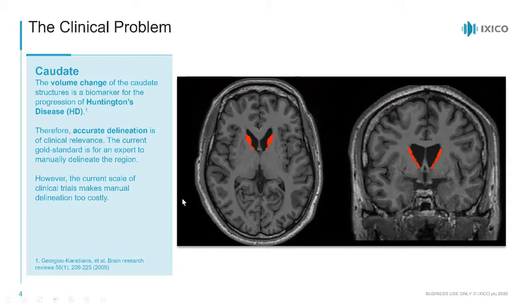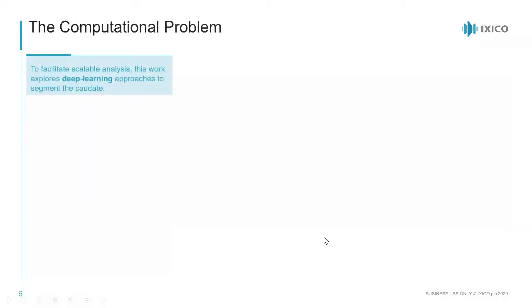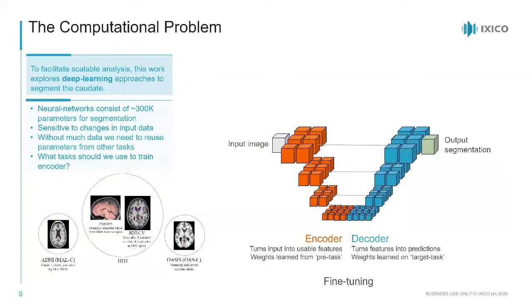The current gold standard is to use an expert to manually segment the region. However, this is time consuming, and the scale of clinical trials can make this too costly. Instead, what we're exploring is using deep learning approaches to segment the caudate that look something like this.